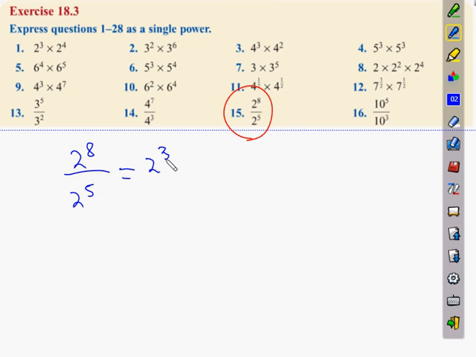Imagine there's 8 of them, which there is. 2 by 2 by 2 by 2 by 2 by 2 by 2 by 2. That's 8 of them, yeah? And then underneath, how many do we have? 5.